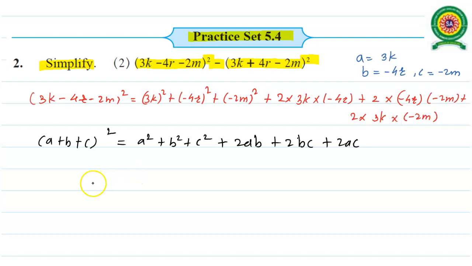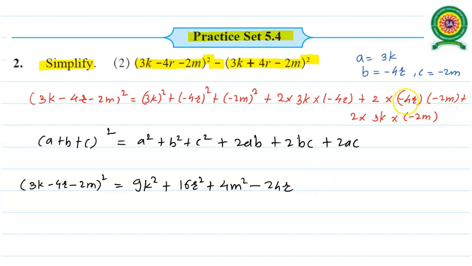So let's try to simplify it. The expansion of 3k minus of 4r minus of 2m the whole square is of the form 3 square is 9, k square as it is, minus 4 square is 16, r square as it is, minus 2 square is 4, m square as it is. Now plus minus throughout we have a minus, 3 2s are 6, 6 4s are 24 times kr, minus minus plus, so we have a plus, 2 2s are 4, 4 4s are 16 times r into m, plus minus we have a minus, 3 2s are 6, 6 2s are 12 times k into m.